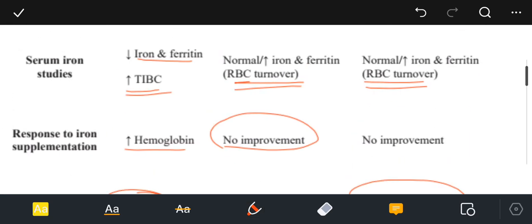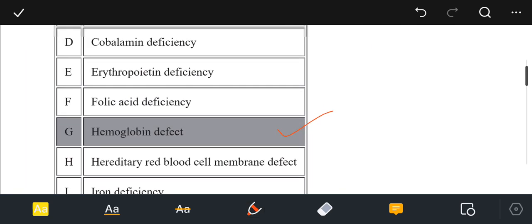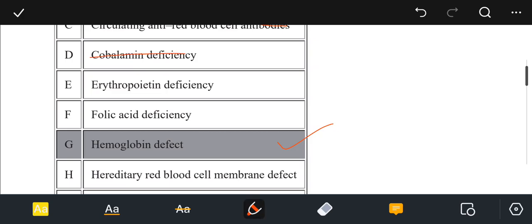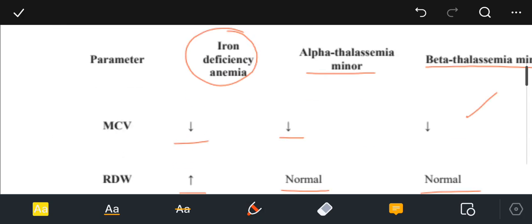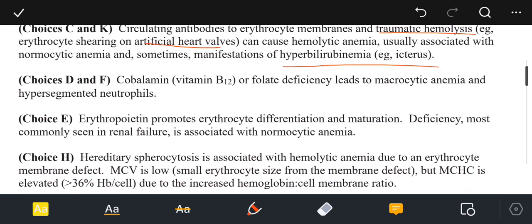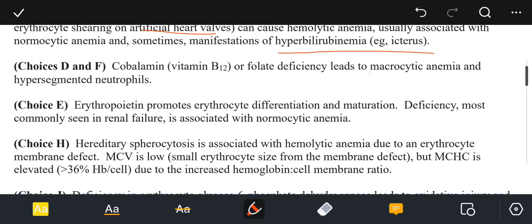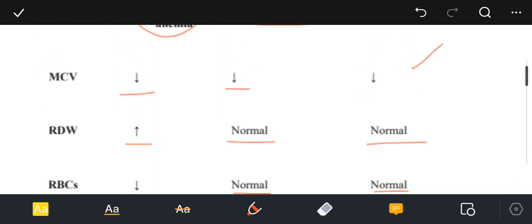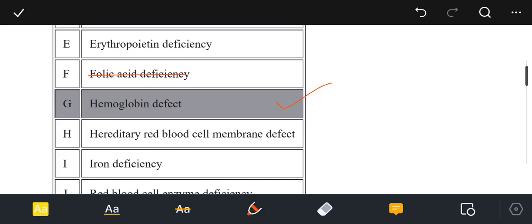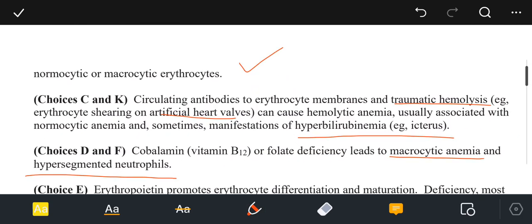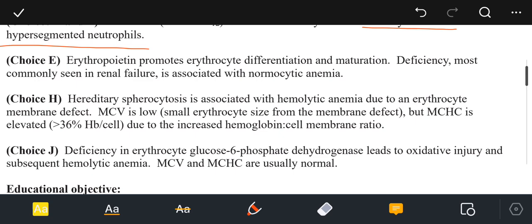The choices D and F, which are cobalamin deficiency and folic acid deficiency, are not the options of choice because cobalamin and folate deficiency lead to macrocytic anemia and hypersegmented neutrophils. The choice E, that is erythropoietin deficiency, is not the option of choice because erythropoietin promotes erythrocyte differentiation and maturation. Deficiency, most commonly seen in renal failure, is associated with a normocytic anemia.